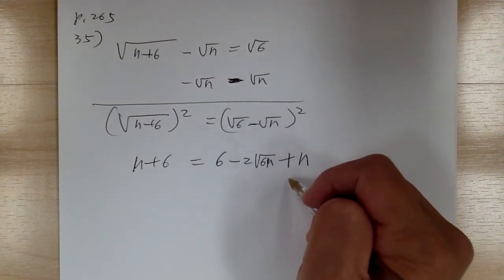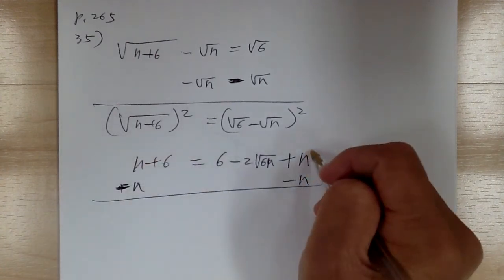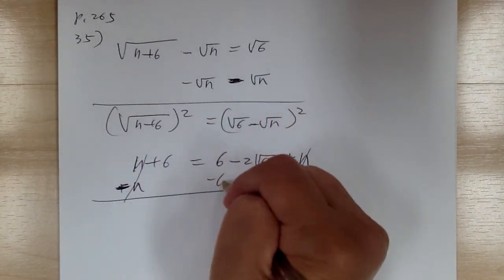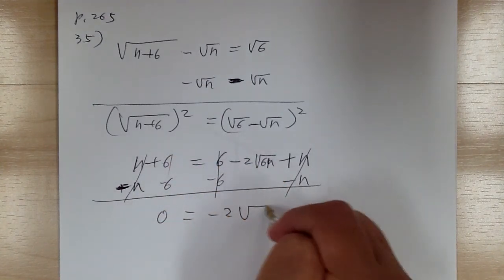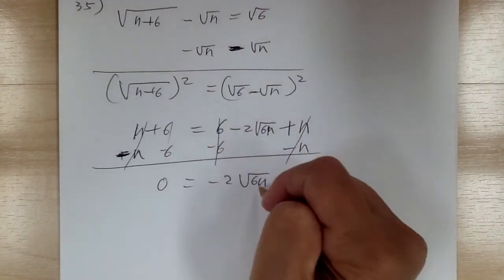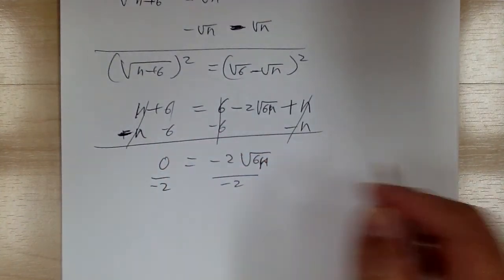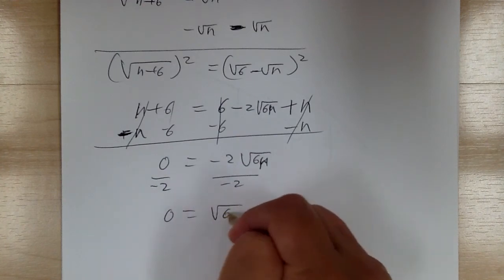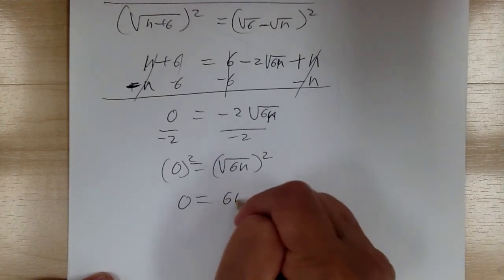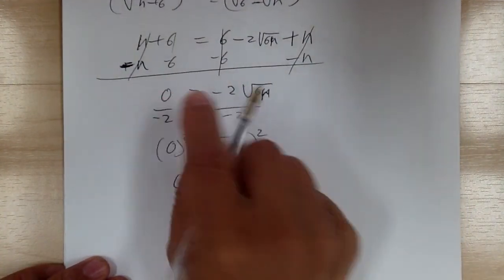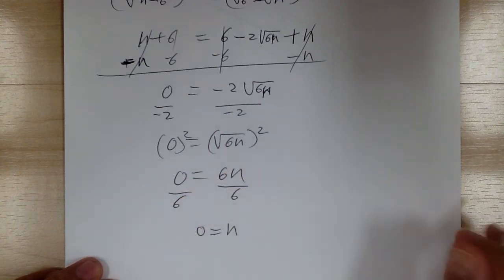Okay, so let's go and minus n on both sides. So this cancels out. Minus 6 on both sides. So this cancels out. Oh, so you got 0 equal to negative 2 square root of 6n. Okay, so divide by negative 2 to lower your number. Now 0 divided by negative 2 is your 0, right? Okay, then you square both sides. So you got 0 equal to 6n. You can just keep work through. When you see the 0, don't freak out. So divide by 6. So you get n equal to 0.